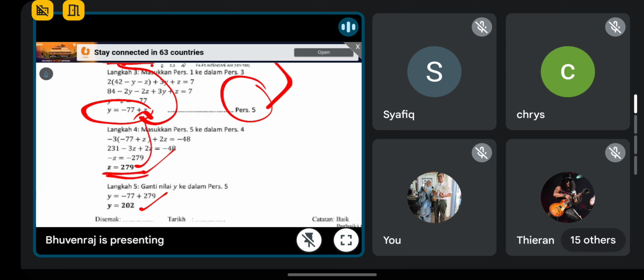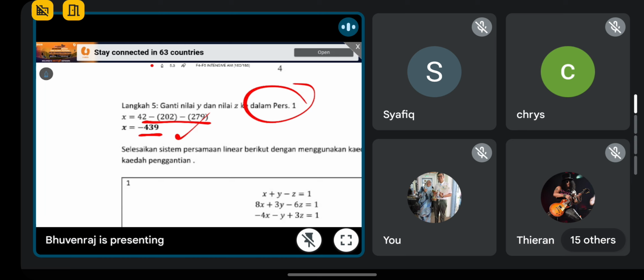Lepas tu yang akhir, the ending, you can pilih mana-mana persamaan yang kamu suka antara tiga yang awal tu. Choose anything you like from the first three equations and then you will get your X value, jawapan X. So masih your answer is all the same. Okay guys, are you clear with this? Dua contoh ni, boleh faham tak?